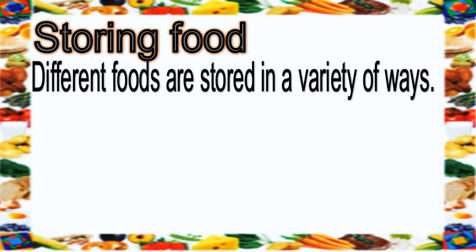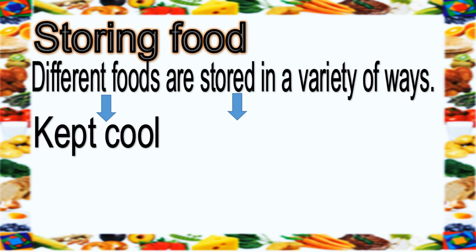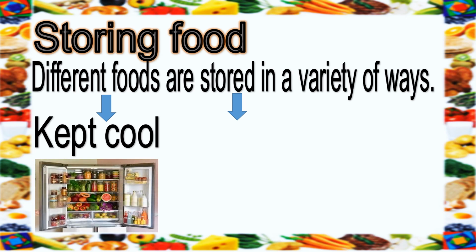Now, how do we store food? Different foods are stored in a variety of ways. So you don't store food just one way. It depends on what type of food you have. So we have two ways. First, you keep it cool. So look at the picture. The food is kept inside the refrigerator so that it won't go bad easily. The fruits and the vegetables are kept inside the refrigerator so that they won't get rotten.